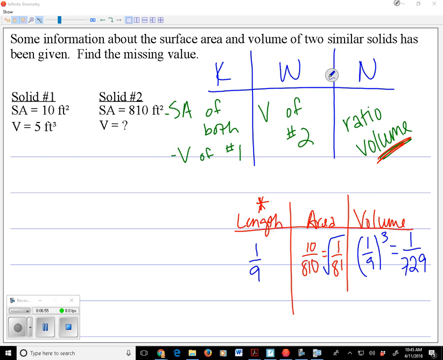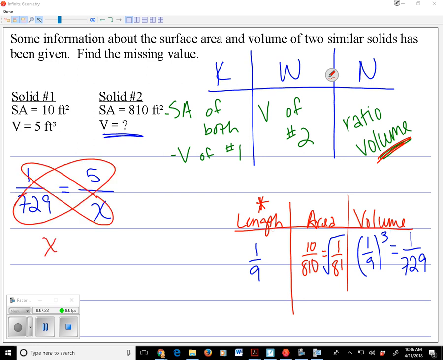Now that we have the ratio of the volume, we can solve for the volume. So solid 1 to solid 2 ratio is 1 to 729 of the volumes, and it's going to be 5 to what? When you solve the proportion, again, you can use means extremes, which would give us x equals 3,645, and since it's volume, this is cubic feet.